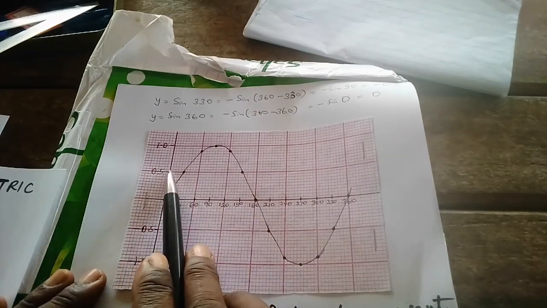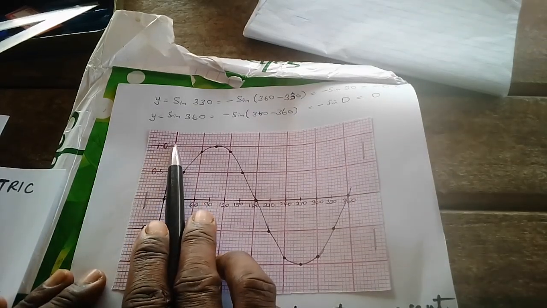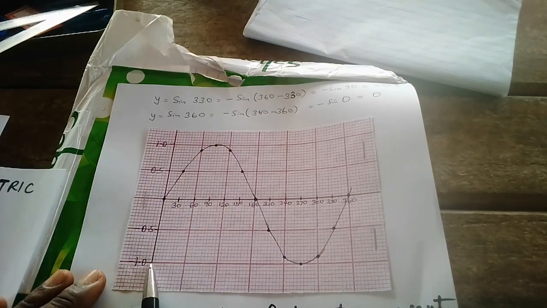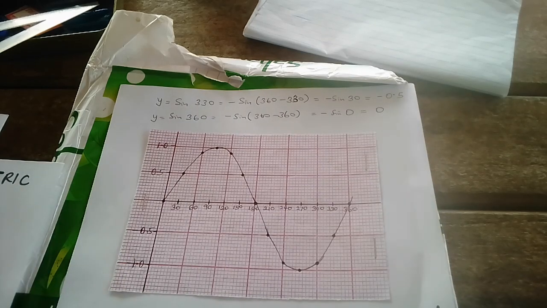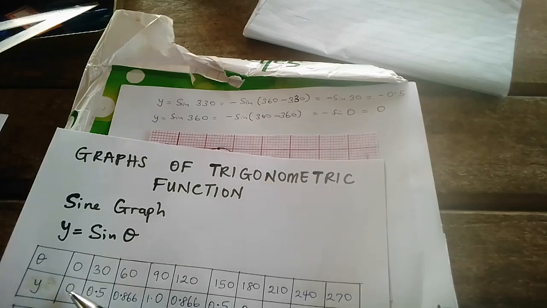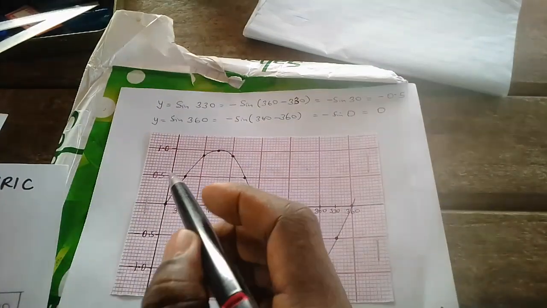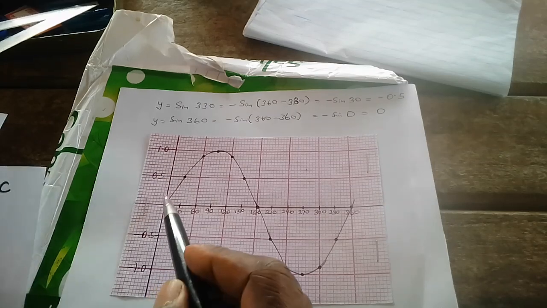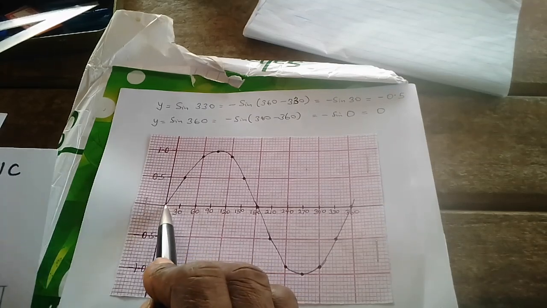So this is 0.5, then another 2 centimeters and 1. This is minus 0.5, another 2 centimeters, minus 1. Are you following? Now we are going to plot the graph. So when theta is 0, y is 0. At this point on the x-axis, theta is 0, y is 0.